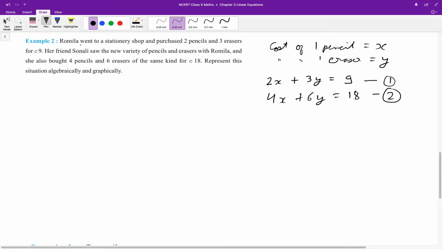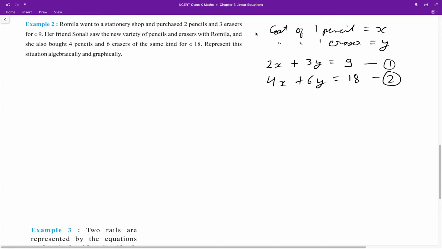Okay, let us consider this example again. We had seen this example earlier. So we have cost of one pencil as x, one eraser as y. Two pencils and three erasers, 2x plus 3y, cost 9. Four pencils and six erasers, 4x plus 6y, is 18. So let us try to solve this using the substitution method.